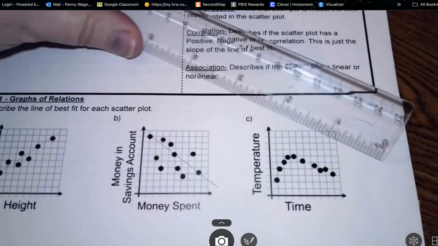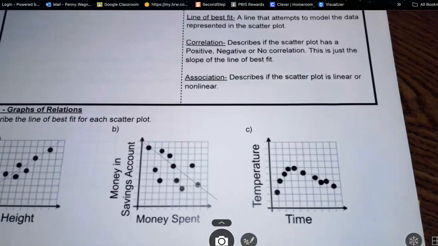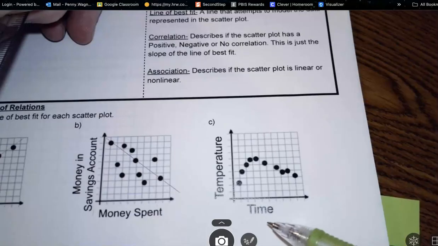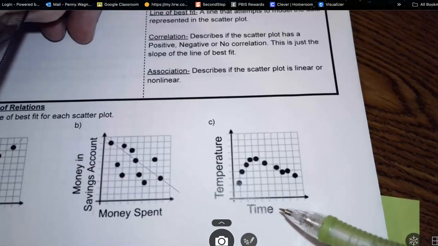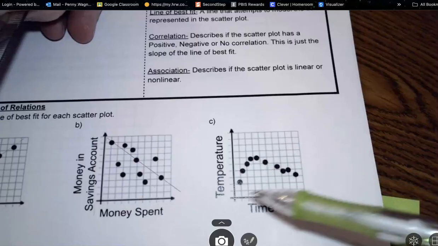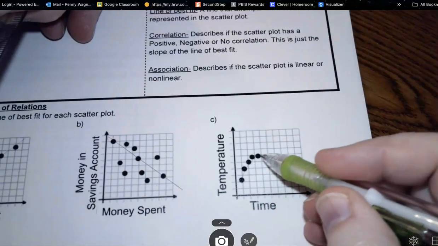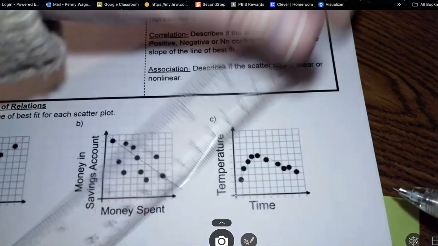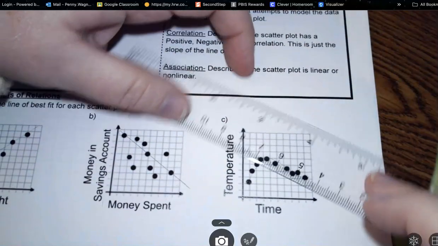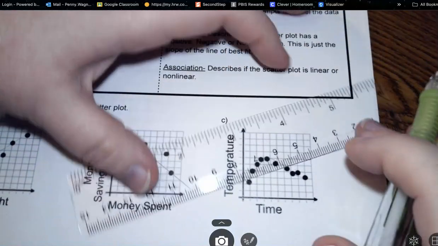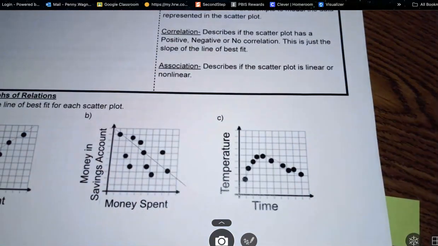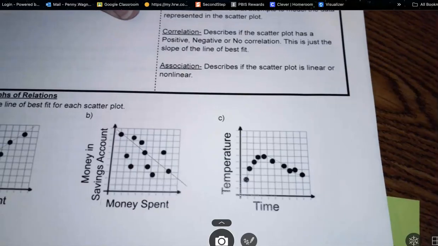Okay? When I look at C, I see that temperature is on my Y's, time is on the bottom for my X's, and it has like a curve to it, doesn't it? So I would not be able to draw a line of best fit for something like this, because no matter how I place my ruler, it doesn't quite fit in the middle. So this would definitely be a non-linear association.